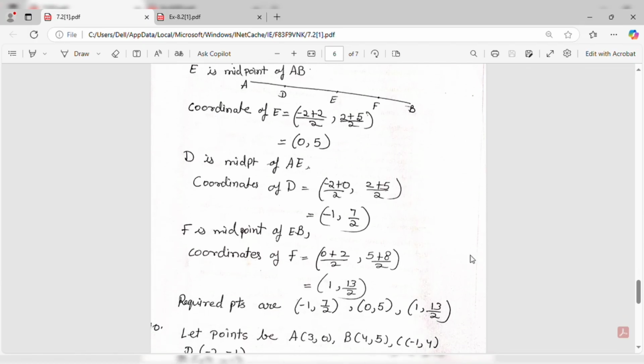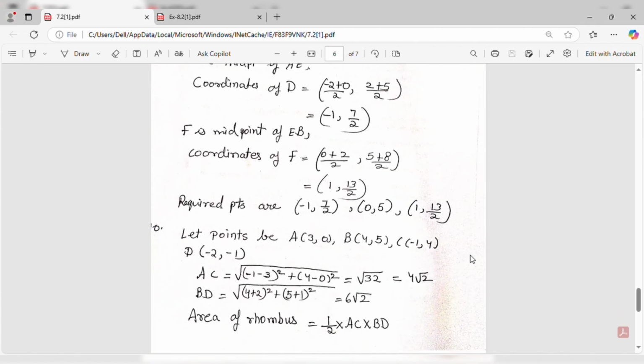So coordinates of E would be the midpoint of AB. So we will use the midpoint formula and we will get E as (0, 5). Then we will find D. D would be the midpoint of AE. So coordinates of D would be (minus 1, 7 by 2). F is the midpoint of EB. So coordinates of F would be (1, 13 by 2). So required points are (minus 1, 7 by 2), (0, 5) and (1, 13 by 2).